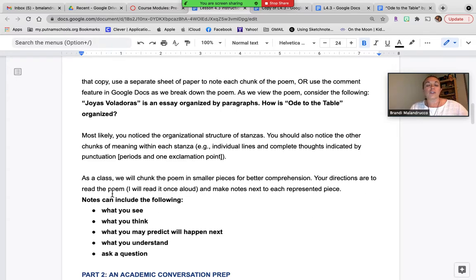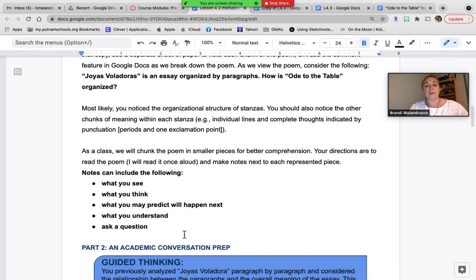Your directions are to read the poem, and I will read it once aloud for you, and make notes next to each represented piece. So the notes can include any of the following pieces: what you see, what you think, like initially. Don't sit there and try to dig deep, guys. Put the shovels down. It's what's right in front of you. Just what's the first thing that pops into your mind is what you want to take notes on for a poem. What you may predict will happen next will be perfectly fine. What you understand about what's going on in that particular piece of the poem. Or you can even ask a question.